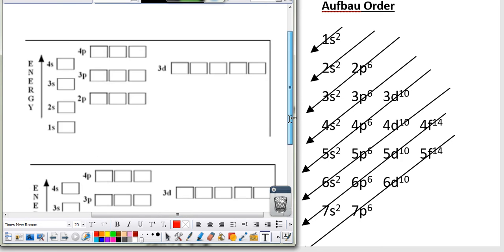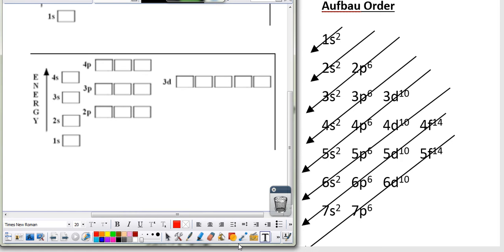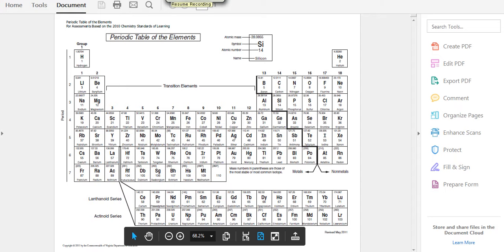You guys are searching the back of your periodic table, the front of your periodic table, and you found that bromine has 35 electrons? Pretty sure. Let me pause and check. I don't have a periodic table. Yep, there it is.